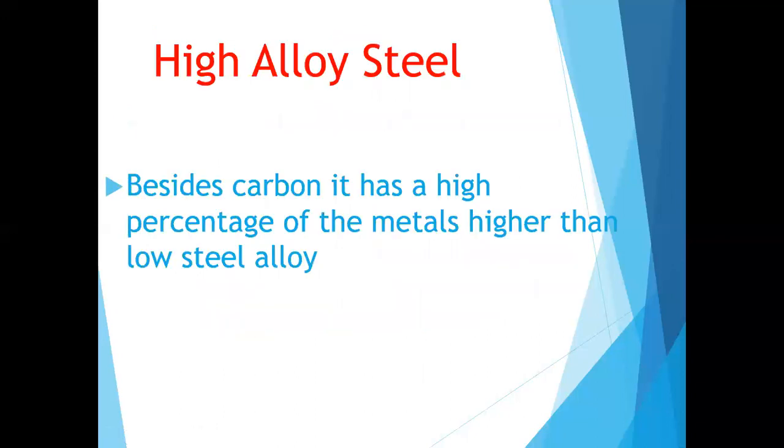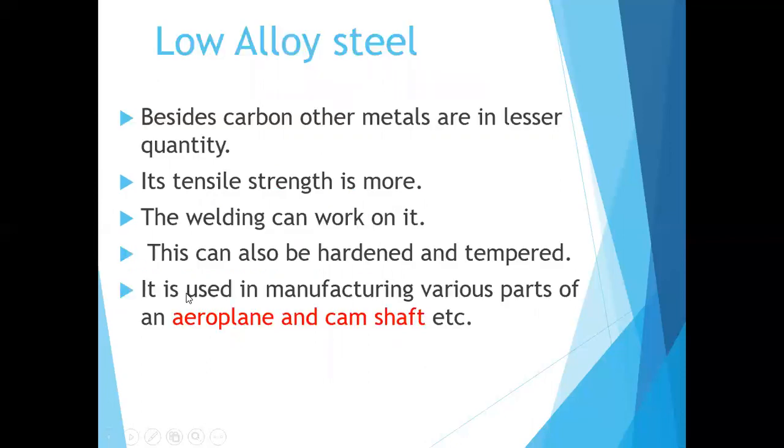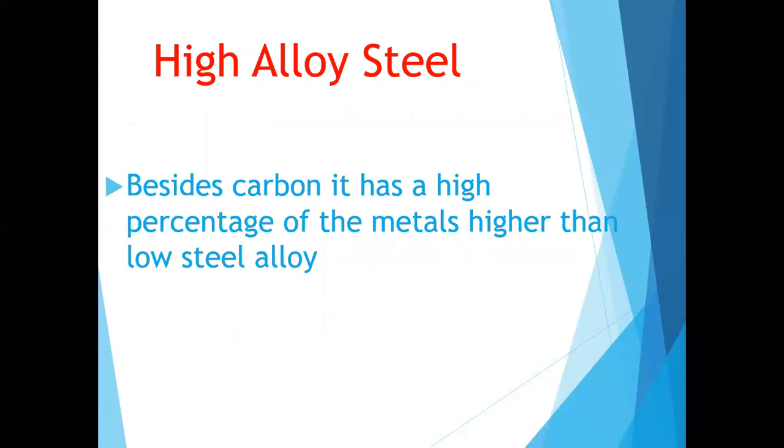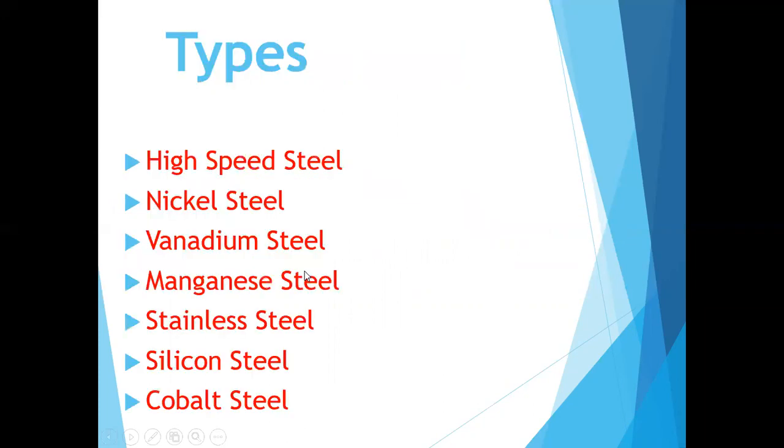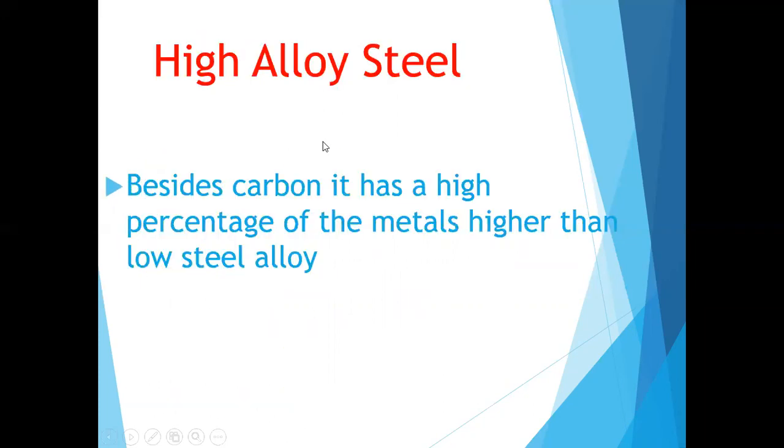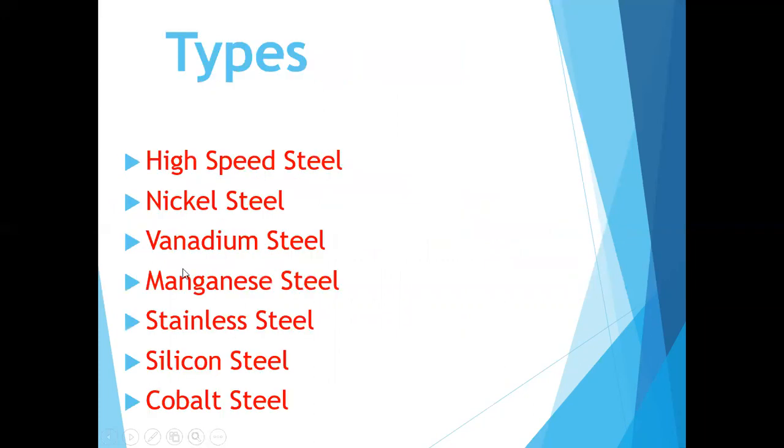Okay, high alloy steel. What is a high alloy steel? Besides the carbon, it has a higher percentage of other metals than low alloy steel, which contains other metals in small quantity. High alloy steel is again classified into seven types: high speed steel, nickel steel, vanadium steel, manganese steel, stainless steel, silicon steel, and cobalt steel.